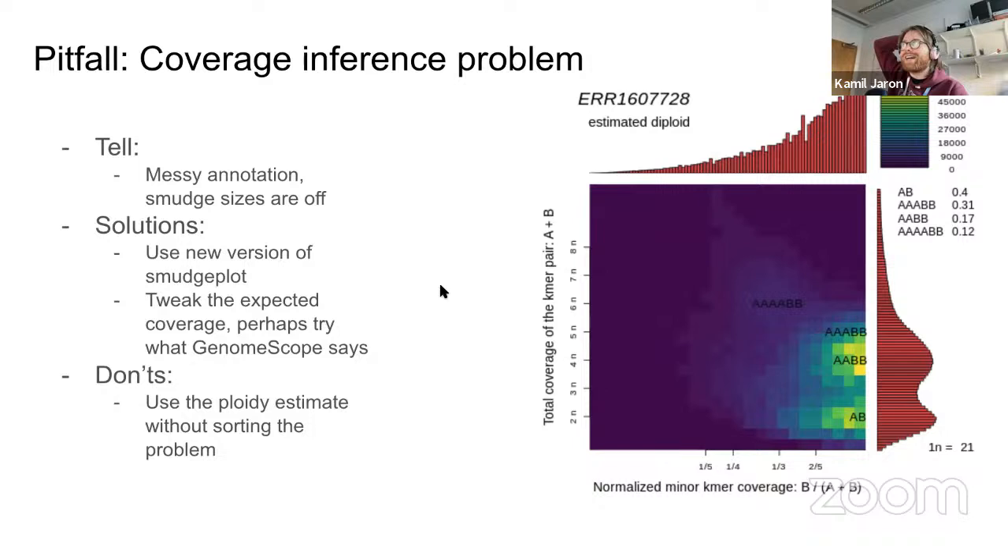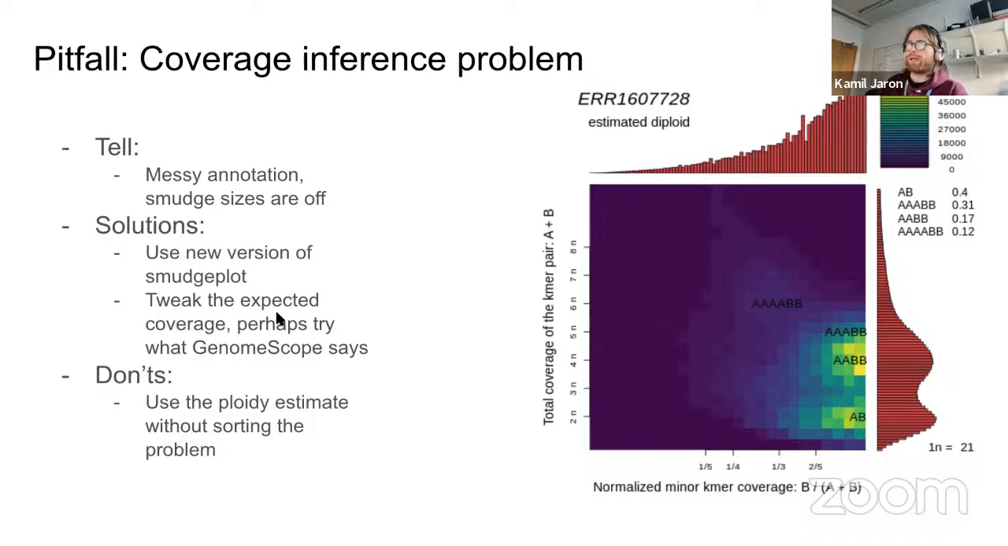The other issue can be simply on the side of Smudgeplot, if it infers the wrong coverage, like here, it will just give you this messy annotation. So it just underestimated the coverage a tiny bit, and this smudge that is all definitely AABB is just half annotated as AABB and AAAB. So this is just wrong. The newer versions of Smudgeplot are much more robust against that. So the solution here is just to use a newer version.